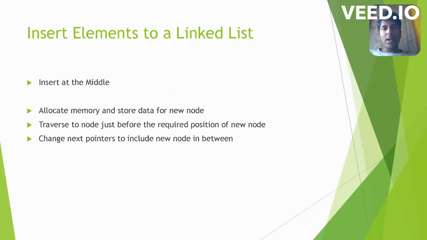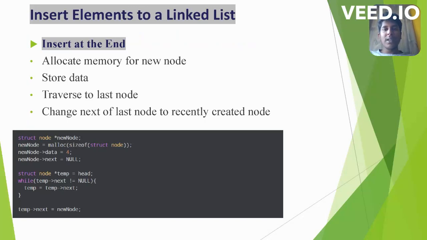Insert elements at the middle. Allocate memory and store data for the new node. Traverse to the node just before the required position of the new node. Change the next pointers to include the new node in between. Insert at the end. Allocate memory for the new node, store data, traverse to the last node, and change the next of the last node to the recently created node.